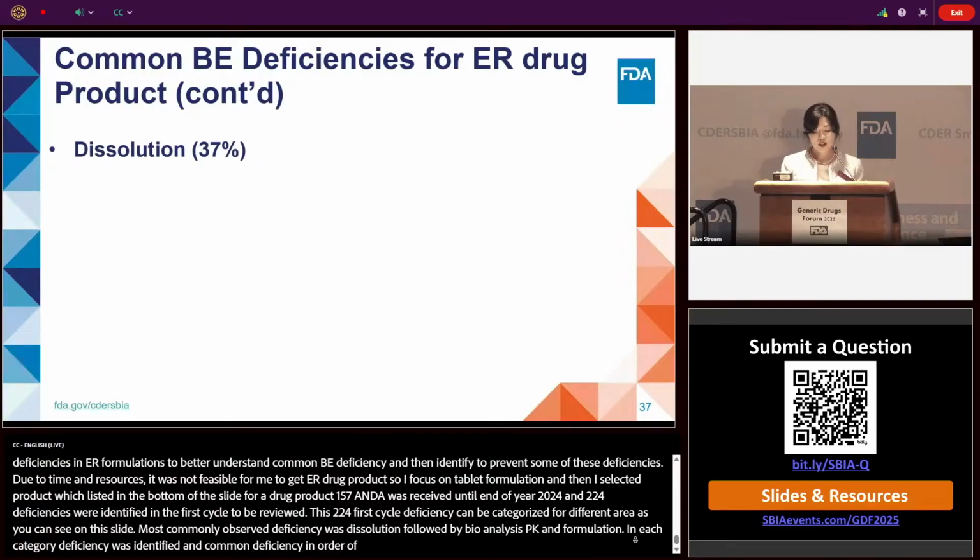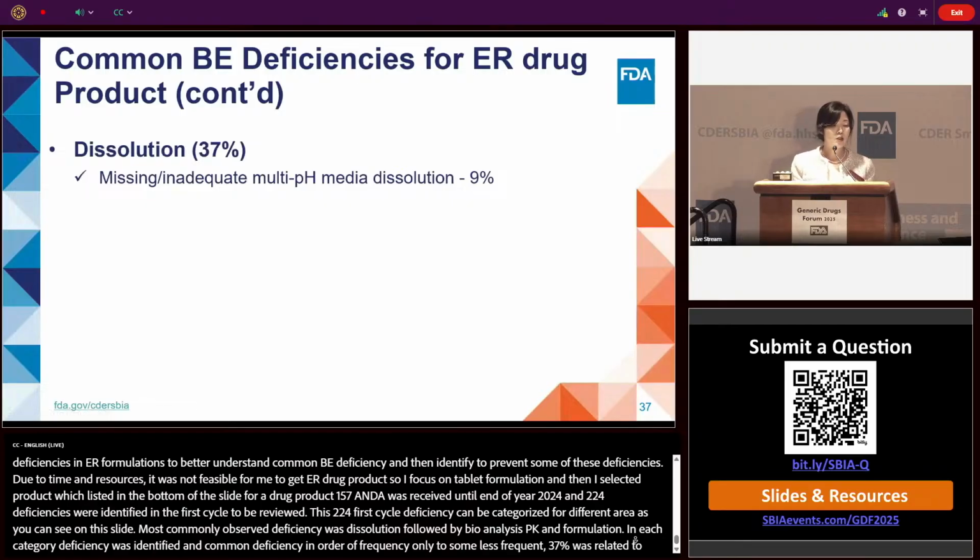37 deficiency was related to the dissolution. Common issue was missing or inadequate multi-pH media dissolution and dissolution data for score tablet.